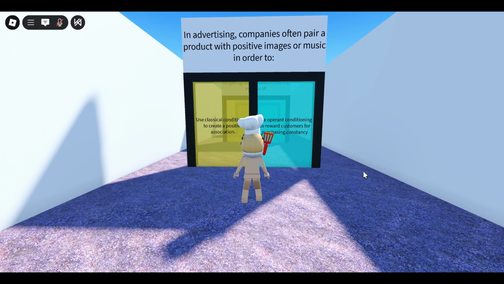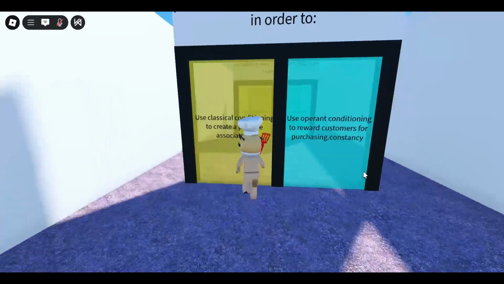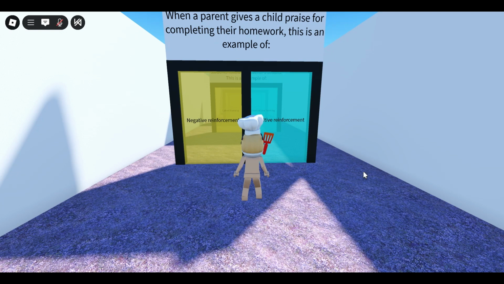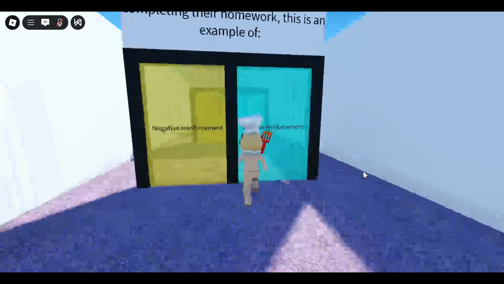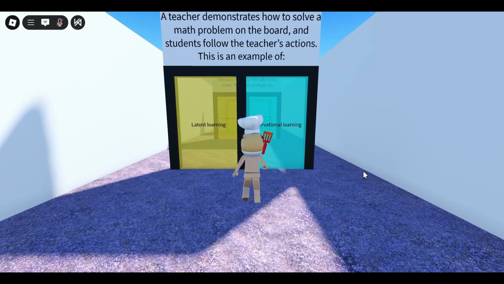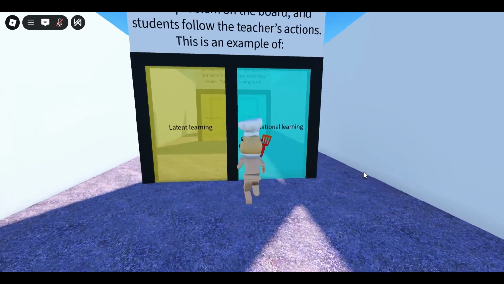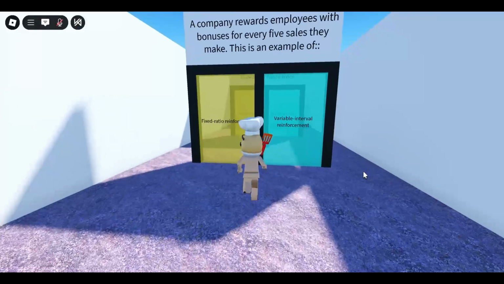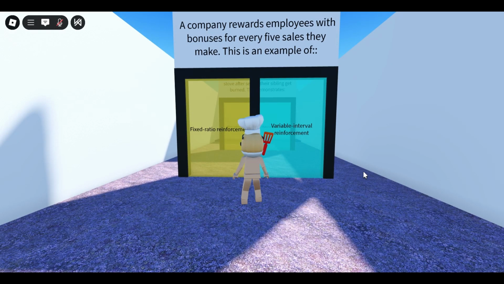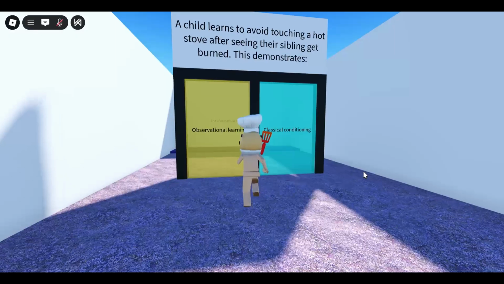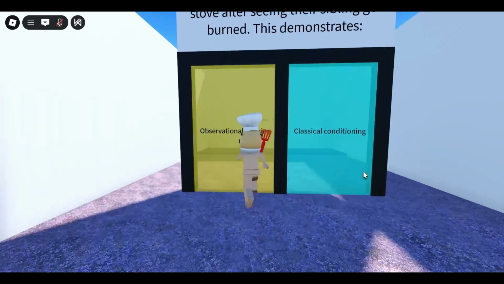And in advertising, pairing positive images or music is to use classical conditioning to create a positive association. Giving praise for completing homework is an example of positive reinforcement. Following by observing an example is observational learning. Getting rewarded on a fixed behavior basis is called fixed ratio reinforcement. Learning by observing others is again observational learning.